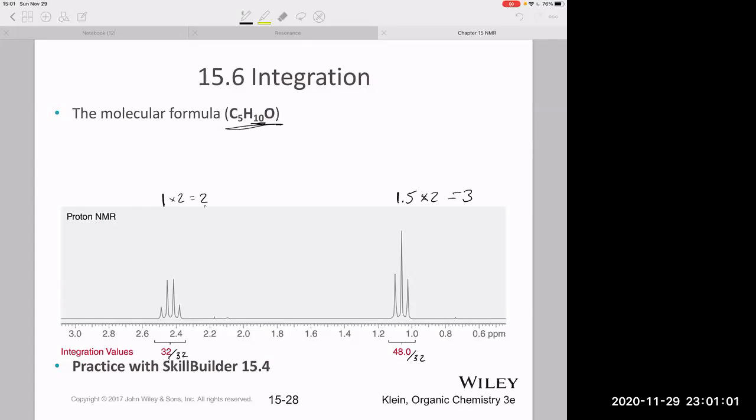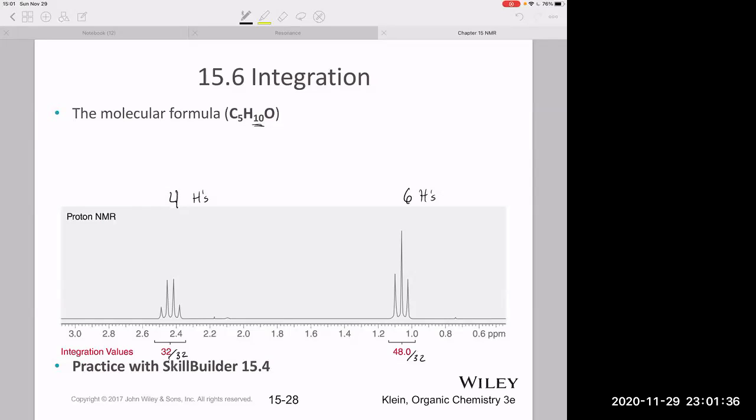So in fact, instead of multiplying by 2, I'm going to multiply by 4. That would give me 4 and 6. That equals the total number of hydrogens in my molecular formula. So I know that this peak is going to correspond to 4 hydrogens, and this peak is going to correspond to 6 hydrogens. All right, because 4 plus 6 equals 10, so now all my hydrogens are accounted for.